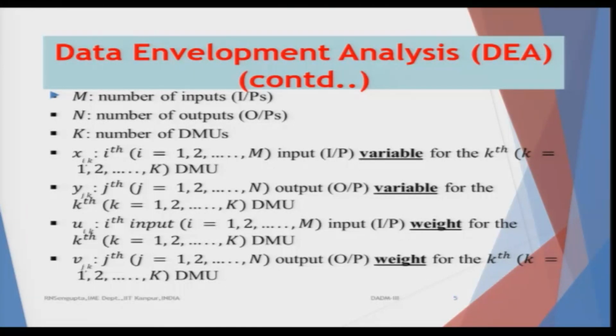Correspondingly, we will have weights. The weights will be given as u suffix ik, which will be the input weights corresponding to the x suffix ik decision variables. Similarly, for the output we will have v suffix jk, with j again being 1 to n and k equal to 1 to capital K, and these would be the output weights corresponding to the y suffix jk output decision variables which we have.